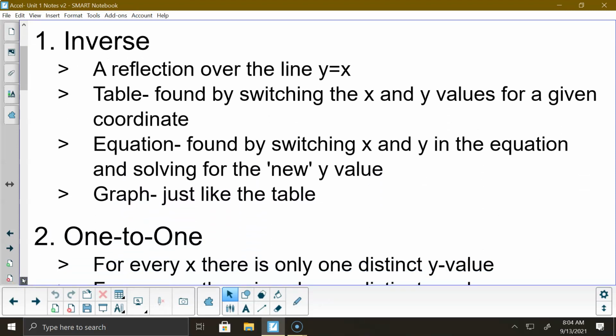All right, so that's the remainder of the definition of an inverse.